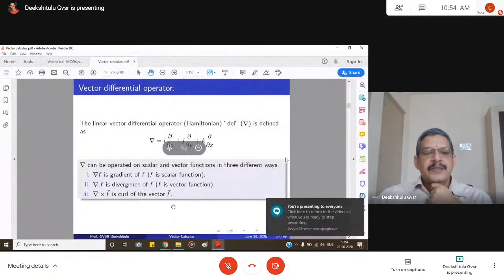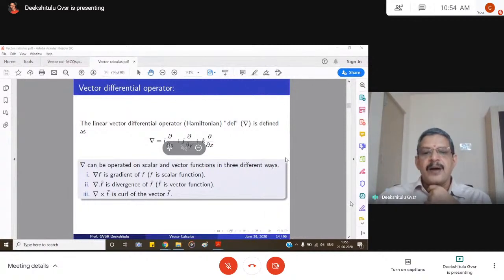So the del can be operated on scalar because the vector operator can be operated both on scalar and vector point functions, in three different ways. Because we have two types of products, dot product and cross product of vectors, del can be operated on vectors in two different ways and on a scalar in one way. These three are the trinity of vector calculus. The whole of vector calculus and engineering applications are completely based on the trinity. These three things are very, very, very important.